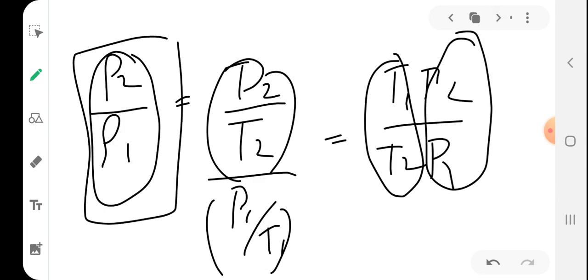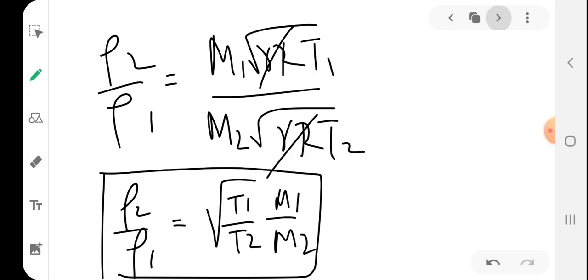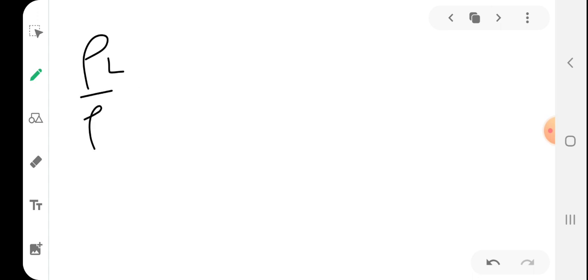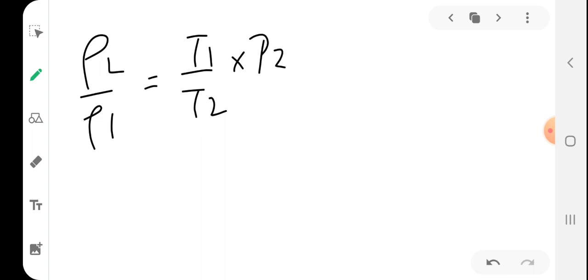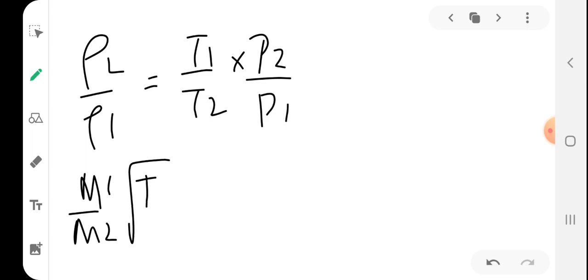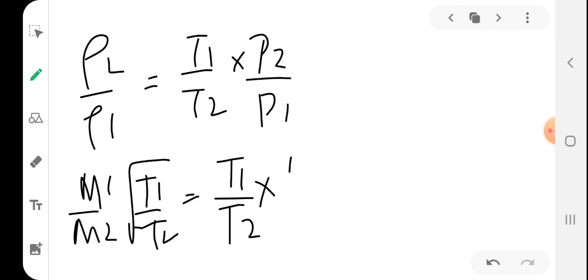Here, rho 2 by rho 1 can be written as T1 by T2 into P2 by P1, right? So instead of rho 2 by rho 1, we can write it as M1 by M2 into root T1 by T2, which is equal to T1 by T2 into P2 by P1.